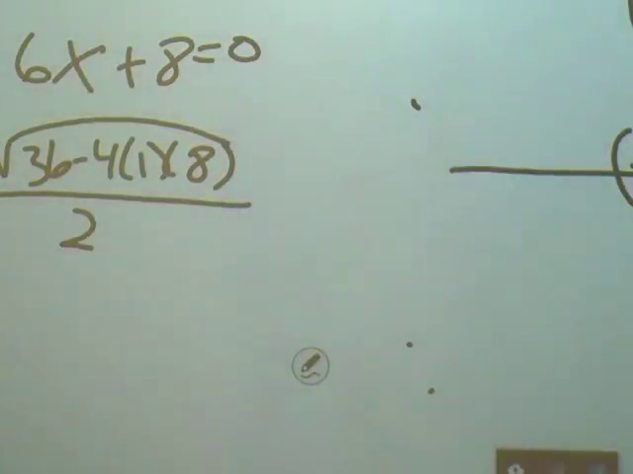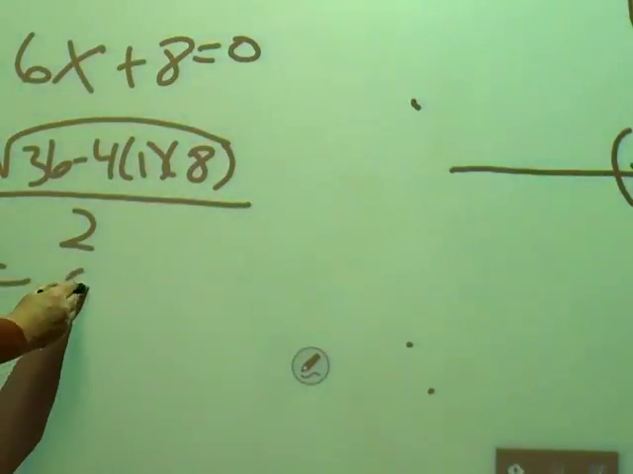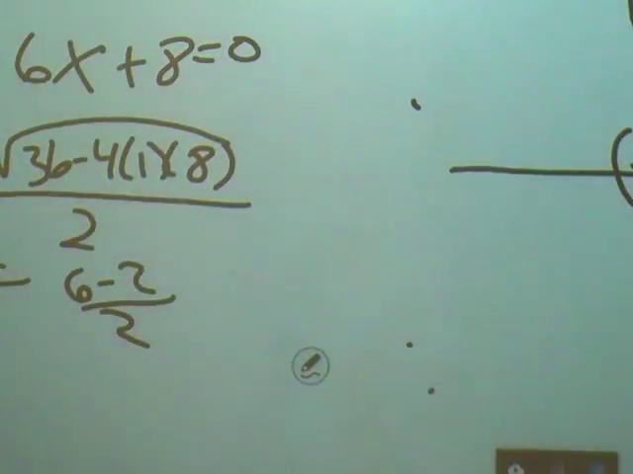That's easy underneath the radical because that's just 36 minus 32. 4 times 8 is 32, which is 4. Square root of 4 is 2. So you've got 6 plus 2 divided by 2 and 6 minus 2 divided by 2. 8 divided by 2, we get an x of 4. 4 divided by 2, we get an x of 2.